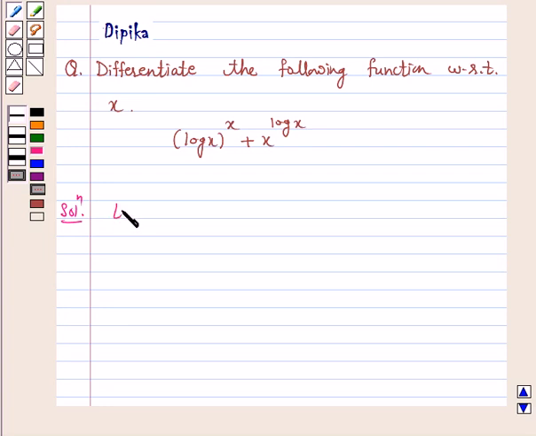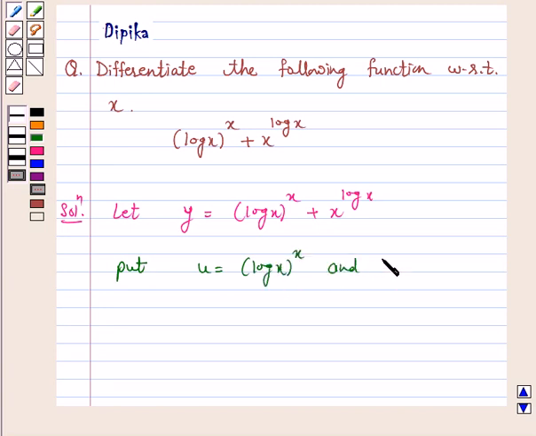Let us assume y is equal to (log x)^x + x^(log x). Again put u is equal to (log x)^x and v is equal to x^(log x). Then our y will become y is equal to u plus v. Now differentiate both the sides with respect to x.